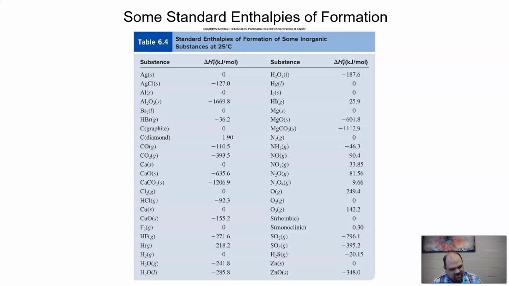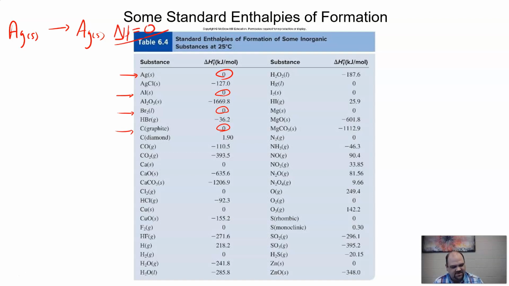Another thing that I really want to point out is that for elements that are by themselves, you'll notice that they all have delta H of formation of 0. Because if I'm going to form silver as a solid from its element in its standard state, well, silver in its standard state is a solid. If there's no change between beginning and ending, then delta H must be 0.